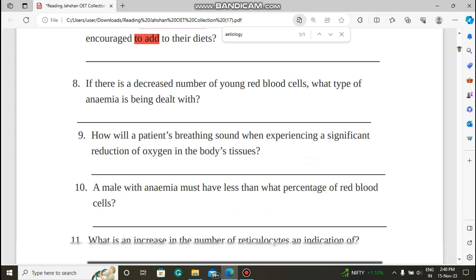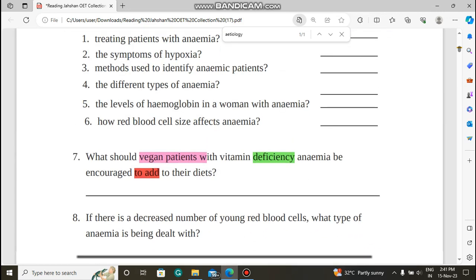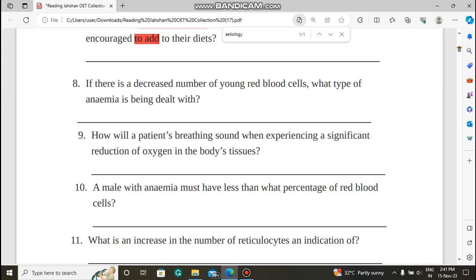Question number 10. We have done till question number 9. The answer of the ninth question was labored breathing. Now the next question: a male with anemia must have less than what percentage of red blood cells? So causes of anemia is being asked. It's mentioned in paragraph C. Here the keywords are male, percentage. So the answer will be in numerical form.